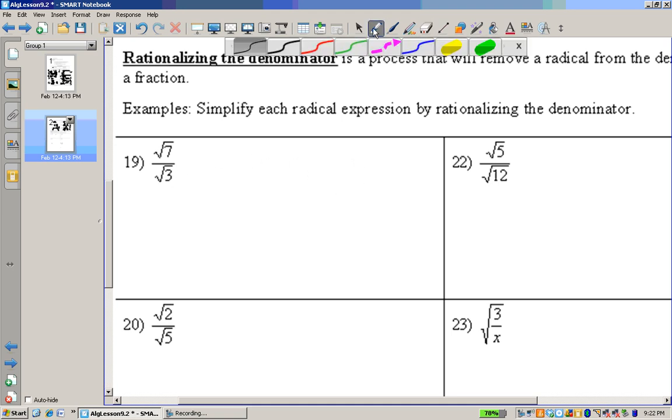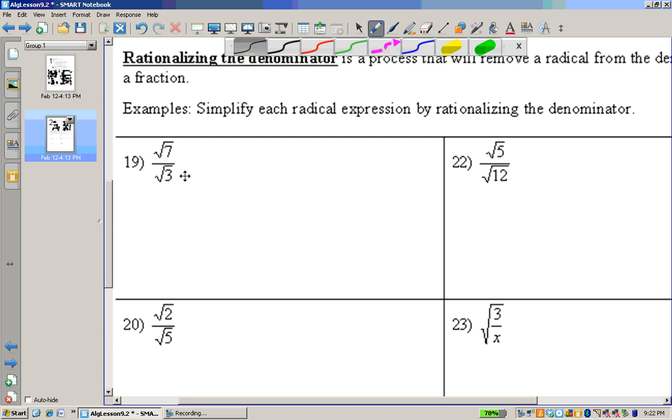So what we need to do is to make sure that we have none of these irrational numbers in the denominator. We're going to have to rationalize the denominator. We're not making the whole number into a rational number. We're just making sure that the denominator is a rational number. Okay.